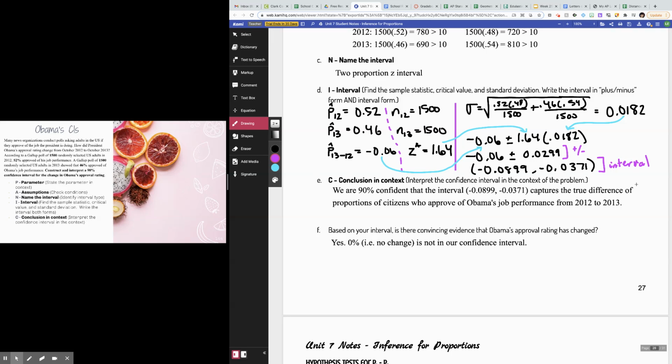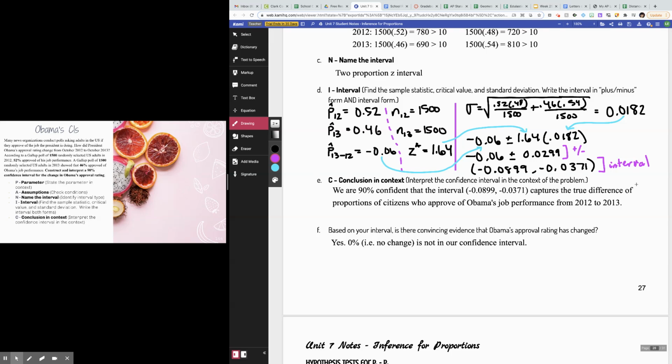Okay, and then my last step of my procedure here is to write my conclusion in context. So that's where I'm going to bust out my script. We are 90% confident that the interval, and then I included the interval, captures the true difference of proportions of citizens who approve of Obama's job performance. Or you could have just written the true difference in Obama's approval rating from 2012 to 2013. That's the same thing. Okay.